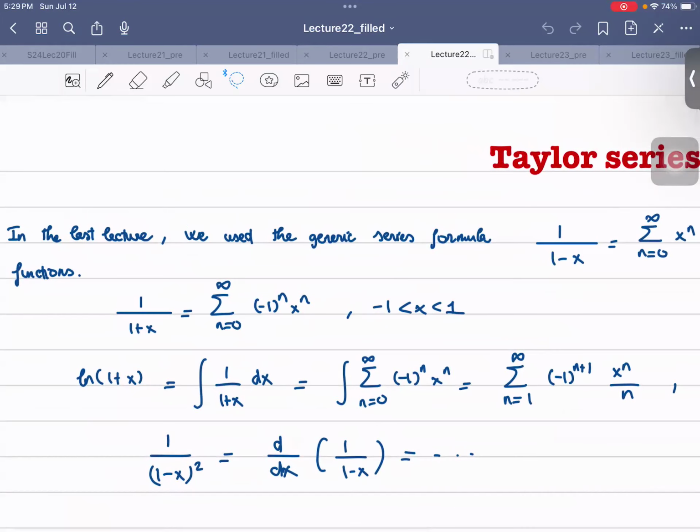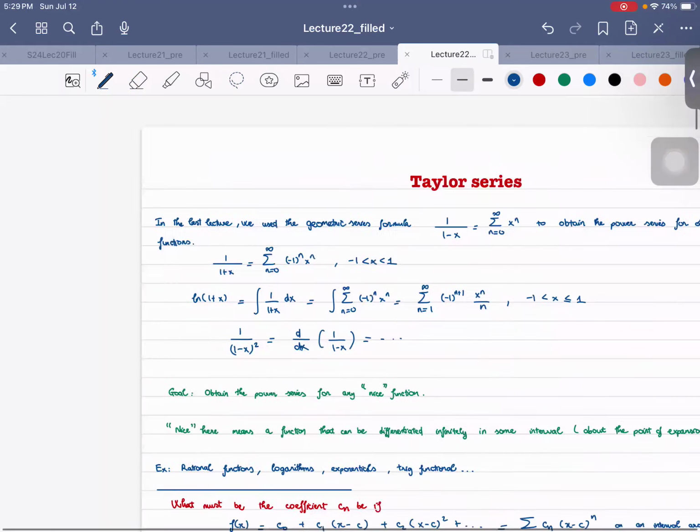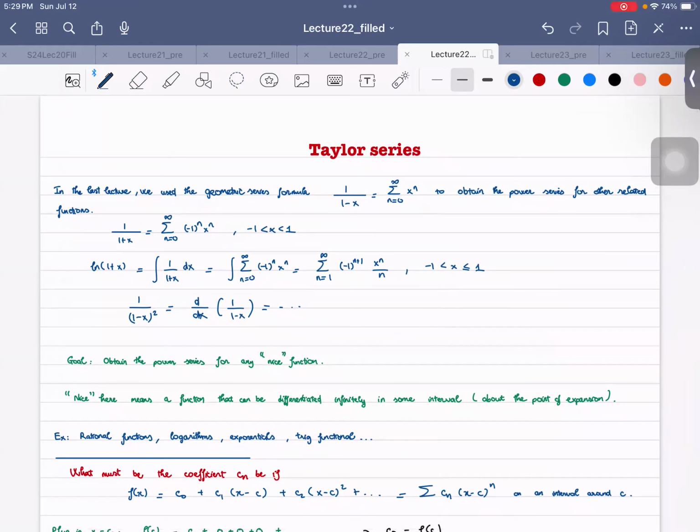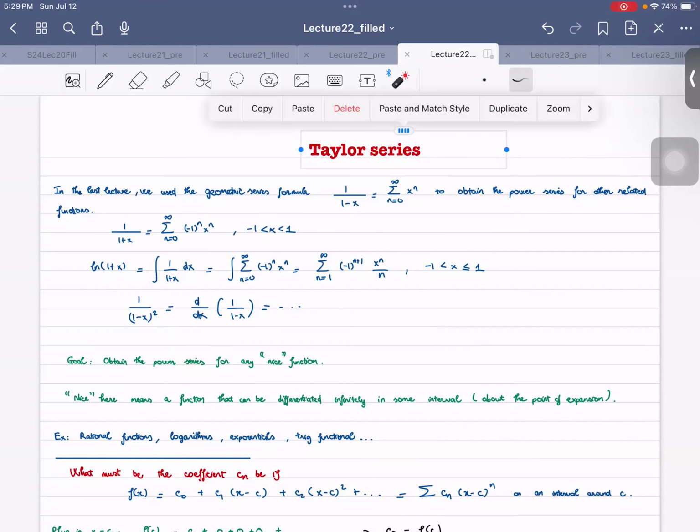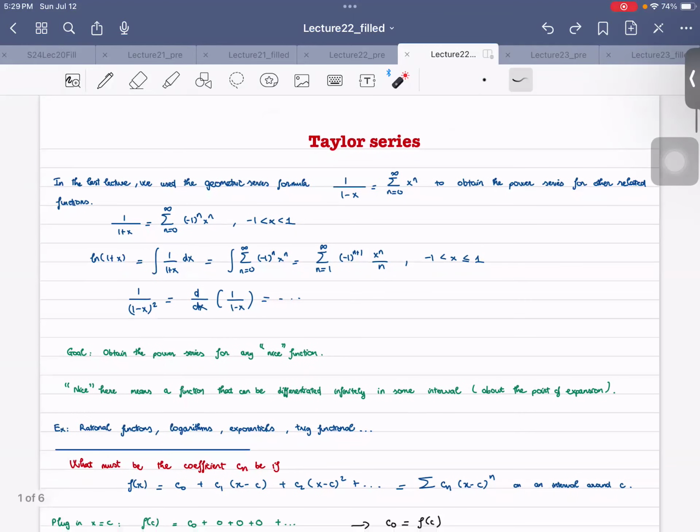Okay, in the last lecture videos we used the geometric series to obtain some kind of power series for some rational function. We also used that technique to help us obtain some power series for the log function, for the inverse tangent function, and so on. Okay, and the thing is, like I said, we want to represent a function by a power series.